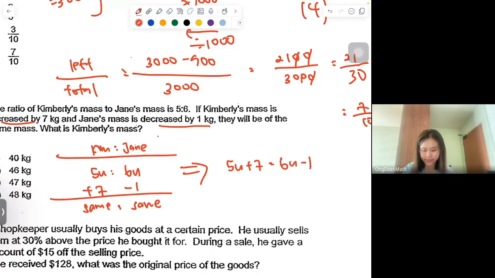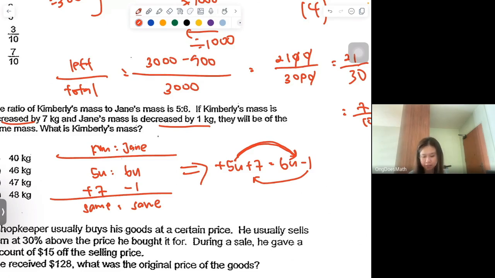So now we just have to manipulate the equation such that all units are on one side and all the constants are on the other side. So I'll try to shift the units over to the right hand side. I'll shift the constant to the left hand side. So to shift things over, right? To shift 5 units over, since this is plus, when you shift over, the sign should be the opposite.